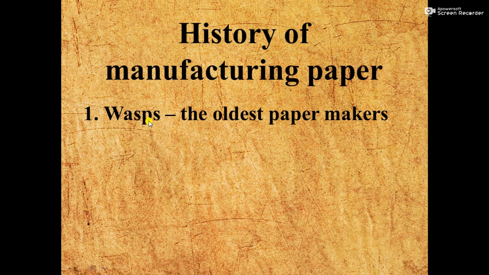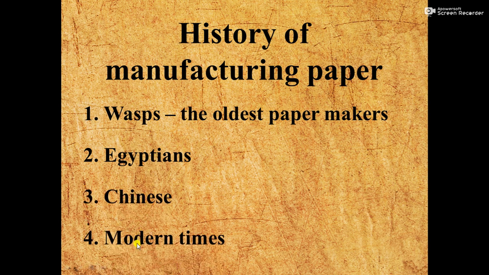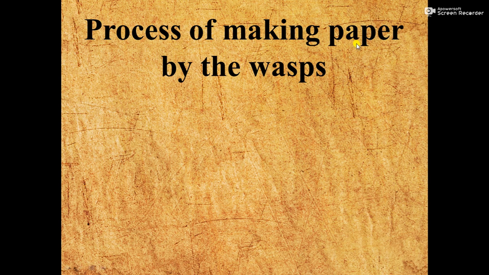At first come the wasps, the insects, which are the oldest paper makers, then the Egyptians, then the Chinese, and last of all the modern times. So let's start with the first one, the process of making paper by the wasps. We already know that these insects are considered to be the oldest paper makers of the world.